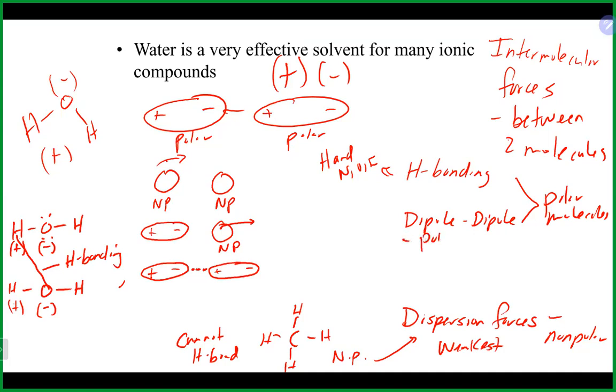So polar, no ability to hydrogen bond. Out of all these three types of forces, hydrogen bonding is the strongest intermolecular force. Dipole-dipole is the next. And the weakest out of all of them are dispersion forces, which are, again, these more really temporary guys. So a lot of organic compounds use dispersion forces, like methane.